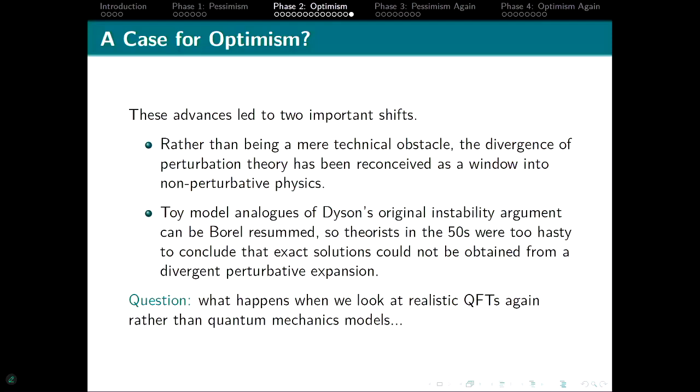So yes, these cumulative advances in the 60s and 70s led to important shifts in the attitude that people took towards the divergence of perturbation theory, or maybe, from a philosophical point of view, the attitude we should take. Rather than just being a kind of technical problem, it came to be viewed as kind of a window into non-perturbative physics. So you have these non-perturbative effects, like instanton effects, for instance. They're actually quantitatively related to the large order coefficients.